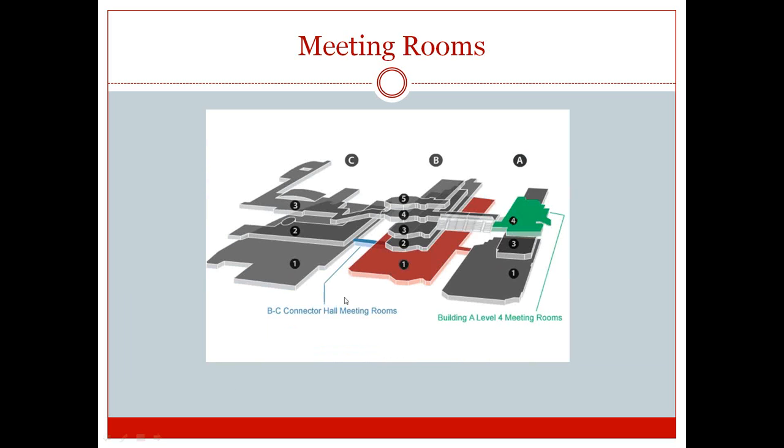This map shows you the layout of the Georgia World Congress Center. As I said, we're in Building B. Level 1 is the exhibit hall level. You can see the BC connector to the left between Building B and C. And then in green on Level 4 are the 400 meeting rooms in Building A.